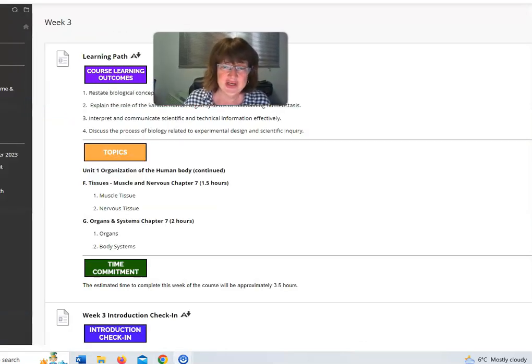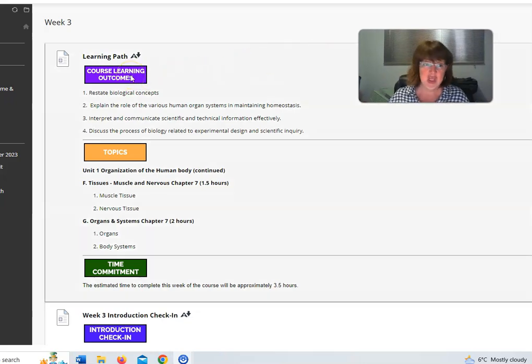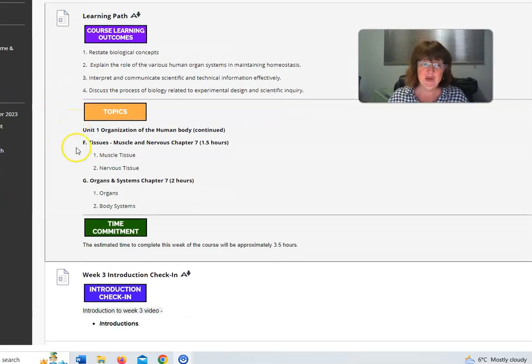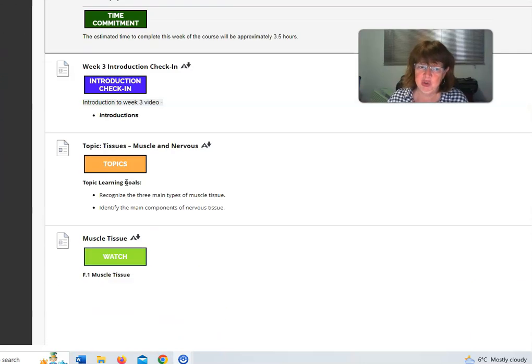So when we look at Week 3, Unit 1, we are basically going to look at F, which is the short unit on muscles and nervous tissue, because we have a whole unit on the nerves and a whole unit on muscles. So we're only going to touch on it briefly. So it shouldn't take you more than a half hour, actually. And then the organs and systems, again, very briefly. But the main thing you'll be looking at is preparing for your unit test.